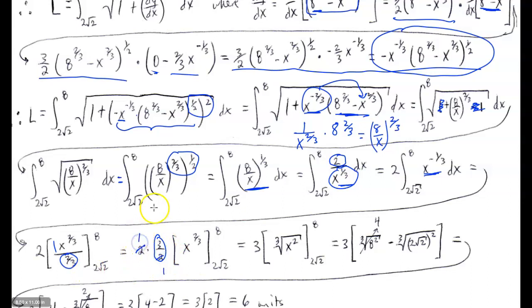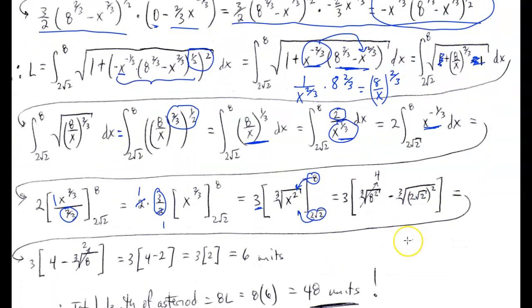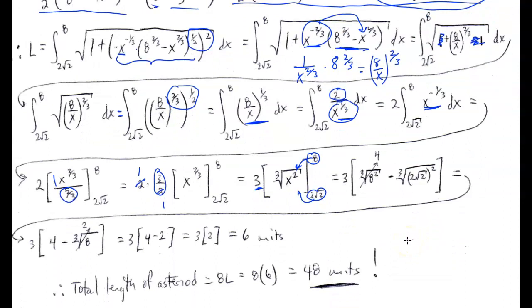These 2's here will reduce to 1, and so I got 3, and I can rewrite this x raised to the 2/3 as cube root of x squared, and then from that point, just plug in 8 in for x, then plug in 2, make sure we subtract via the net change theorem, and once we do all that work, we see that all that ends up being 6 units here. So that means the total length of our asteroid is going to be 8 times that, which is going to be 48 units. Okay.